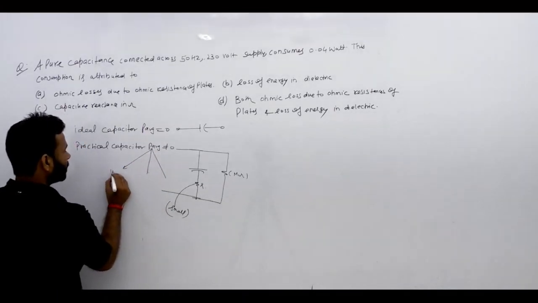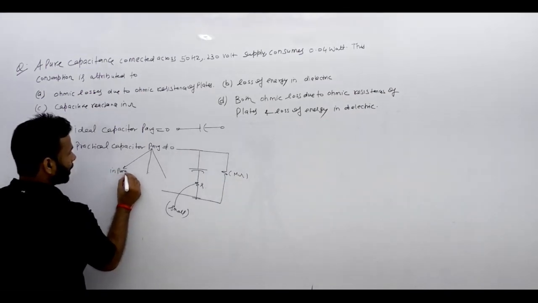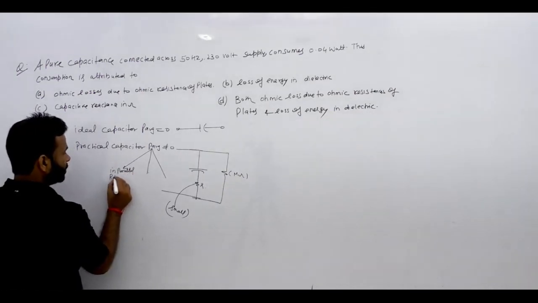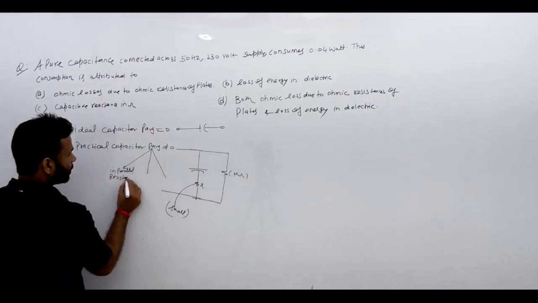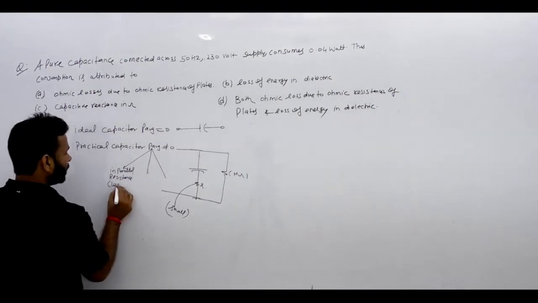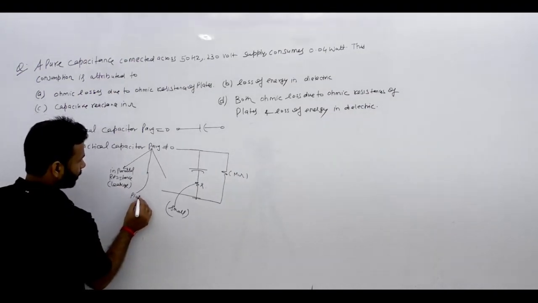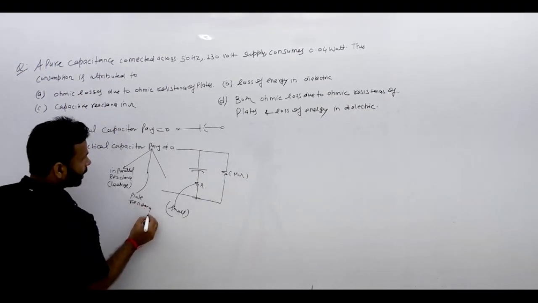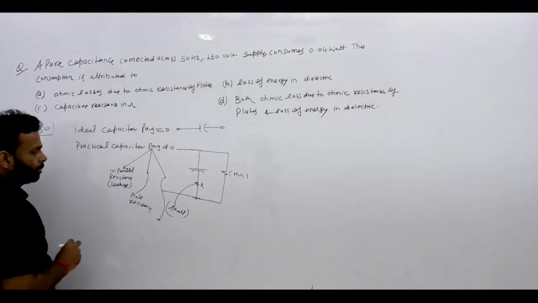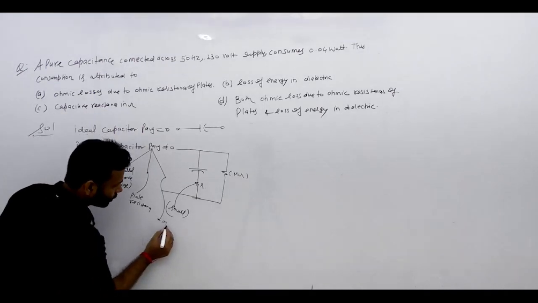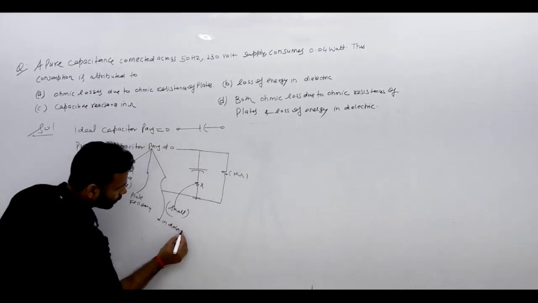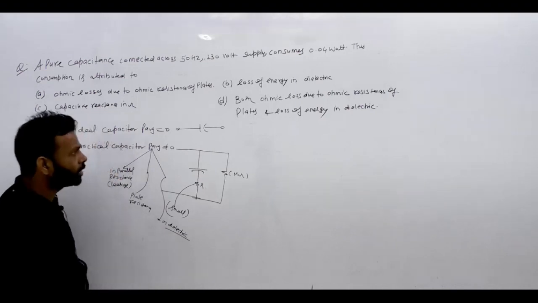First, in parallel resistance, in the form of leakage. It is called leakage current due to leakage. Okay, then it is in plate resistance, and the third part is what, in dielectric also, because no dielectric is perfect.